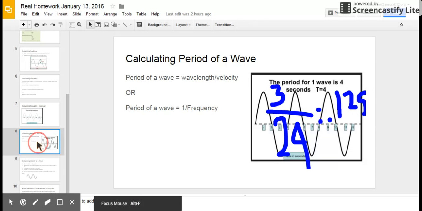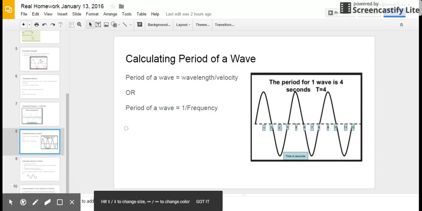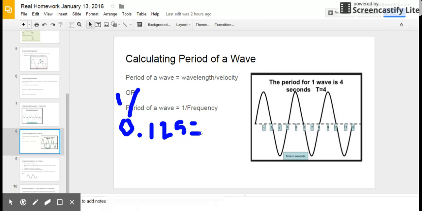Next, if we calculate the period of a wave, that's 1 over the frequency. So I know the frequency in this case is 0.125. If I do 1 divided by that, that's going to give me my period, which is 8. In other words, how much of a wave travels in 1 second.